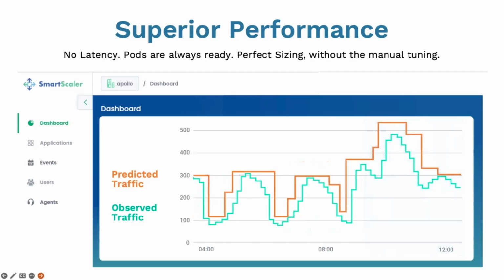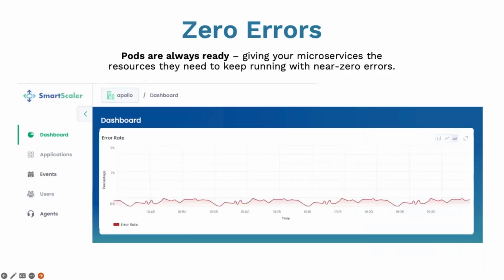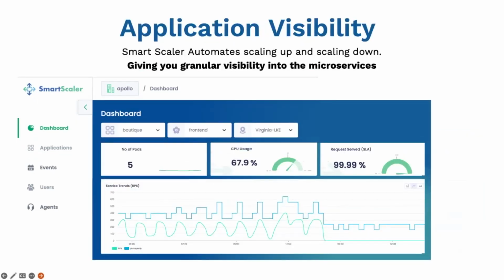Let's take a little deeper dive into that graph. Here we see that SmartScaler is always able to predict the workloads. From the dashboard, we can see 0 errors. Pods are always ready, giving the microservices the resources they need to keep running with near 0 errors.